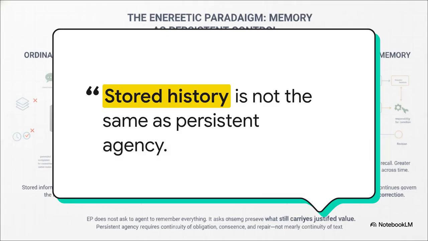As this quote highlights, persistent agency requires continuity of obligation, authority, consequence, and repair, not merely continuity of text. It stands as a serious, testable engineering program built on a rather profound principle, that the past becomes true agency only when it continues to govern action, stays bound to reality, and remains open to disciplined correction. Just storing a transcript of what happened is no longer enough.